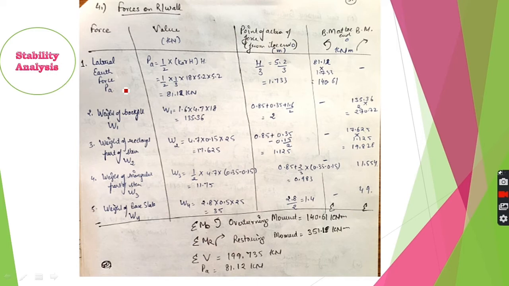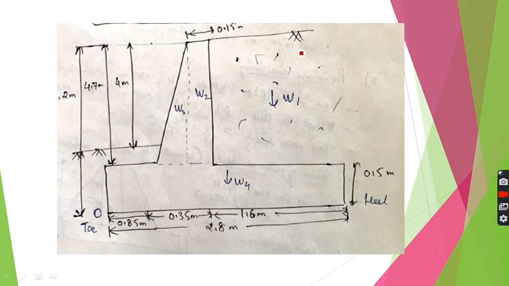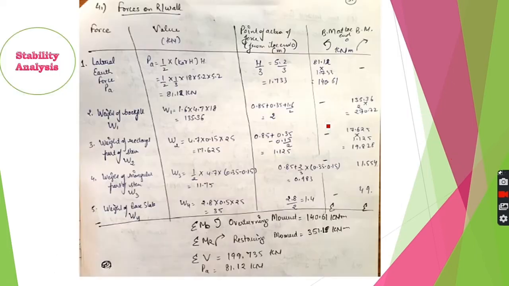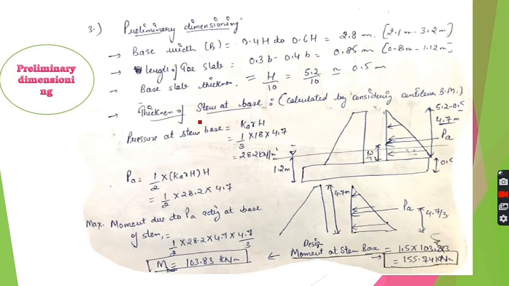So the first step is to calculate all types of forces. What are the different types of forces? The main force is this pressure. When you calculate this force, always keep in mind to take the total height h, which is 5.2 meter. In the previous step, when we were calculating the moment at the base of the stem, we took the height only up to this point because we were considering only the stem.